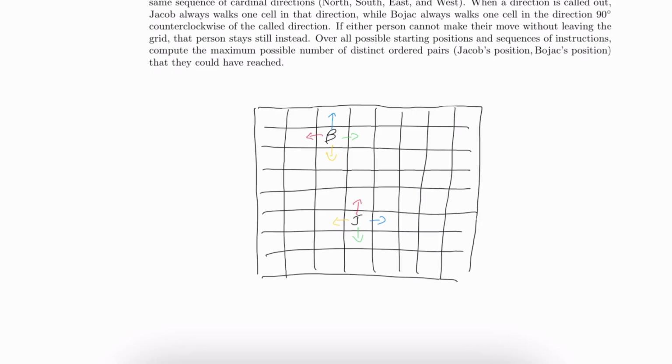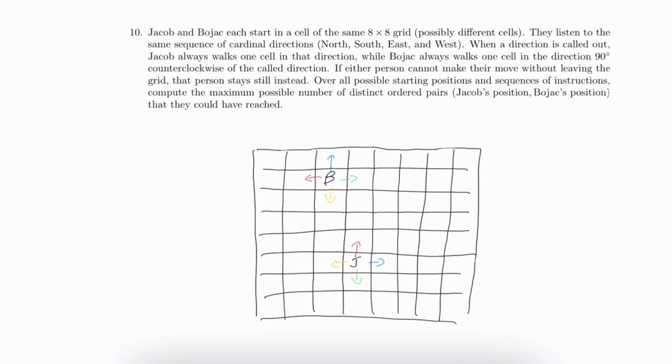Right, and so what's the hard part about this problem? I guess it's the fact that Bojack is moving in a different direction than Jacob every single time a direction is called, 90 degrees counterclockwise. So it'd be really nice if we could somehow change the problem in a way so that Bojack moves in the same direction as Jacob. Because surely that has to be easier than looking at them moving in two different directions every single time.